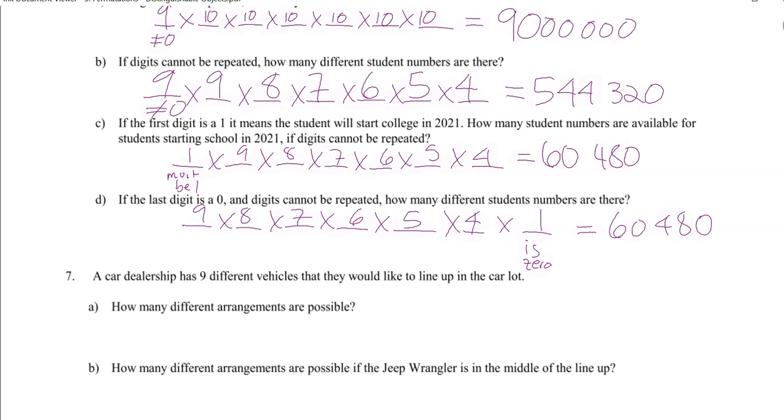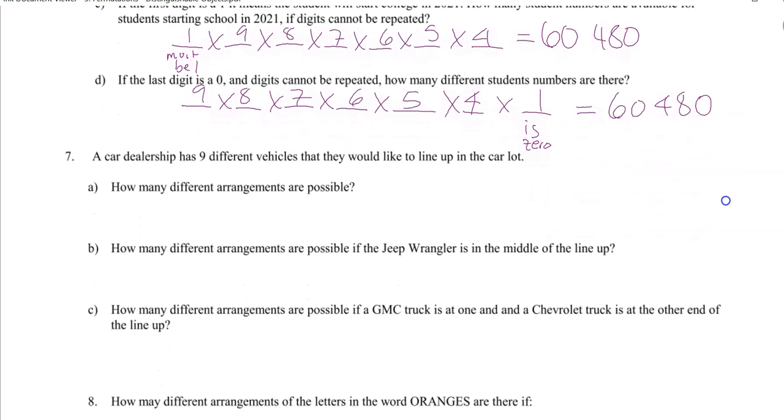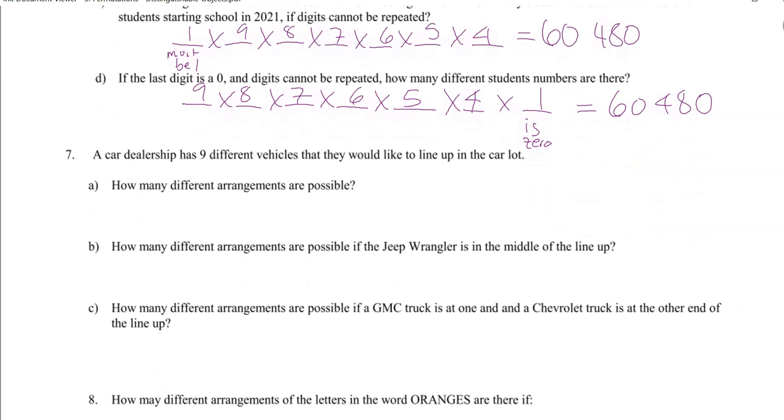Car dealership has 9 different vehicles they would like to line up in the car lot. How many different arrangements are possible? It's like the easiest question. How many? So your chance to say 9. Or 9 factorial. Any restrictions?